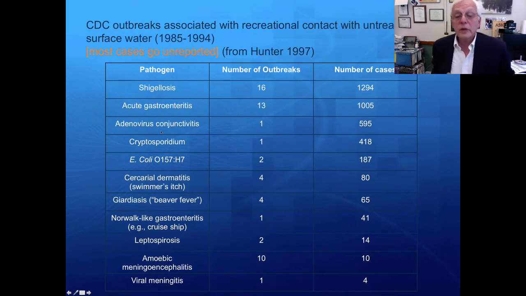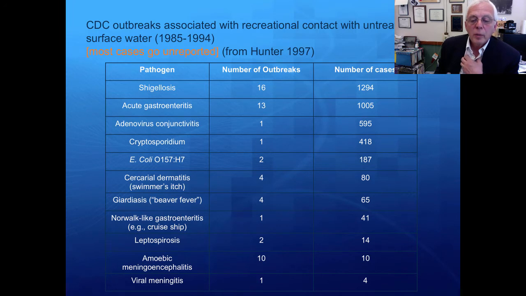Okay, so these are some of the CDC noted outbreaks. The data are 20 years old now, but they continue to collect these sorts of numbers. Most cases of any kind of recreational contact pathogenicity go unreported, so we don't hear about them very much. But CDC, as far back as 85 to 1994, reported very large numbers of outbreaks and cases. And you'll notice outbreaks means a cluster of disease, and number of cases would be the number of people that were involved in it. And the diseases are no fun.